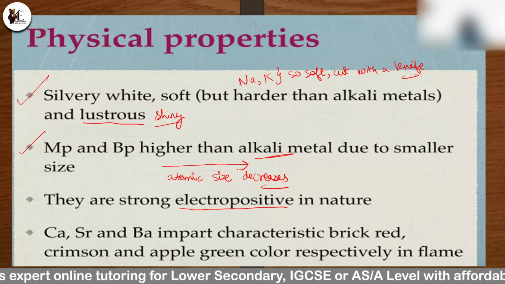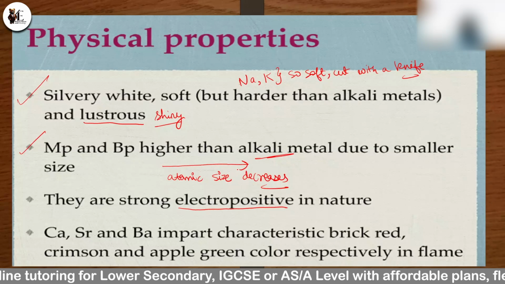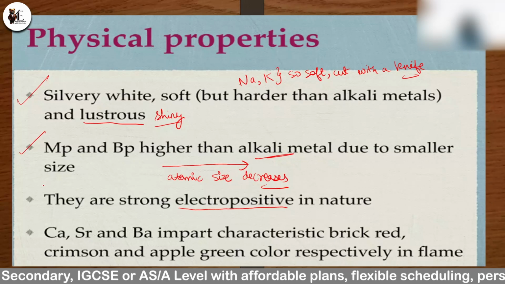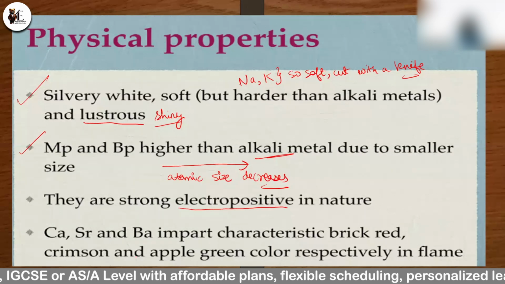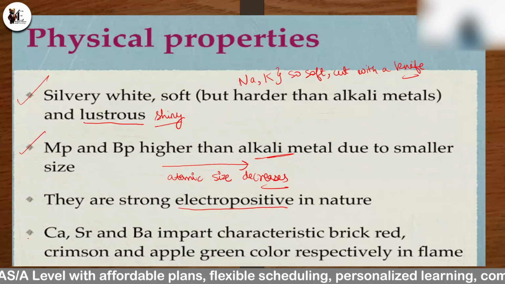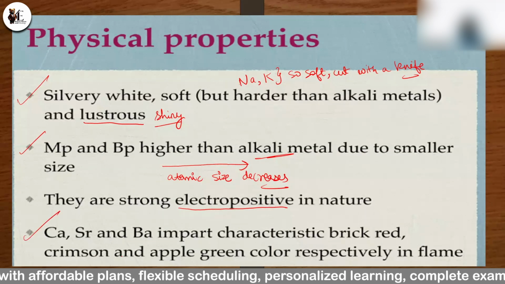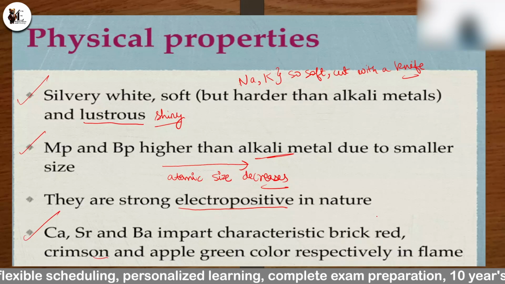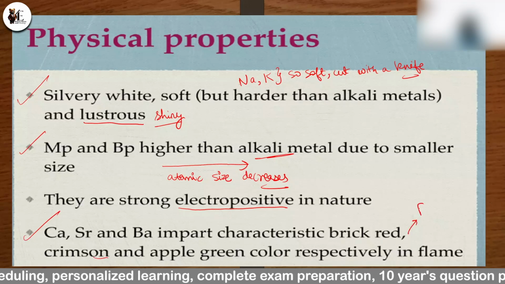Electronegative means tendency to attract the shared pair of electrons towards itself. And electropositive means tendency to donate the electron. Calcium, strontium, barium impart characteristic brick red, crimson, and apple green colors respectively in the flame. So this is what we call the flame test.